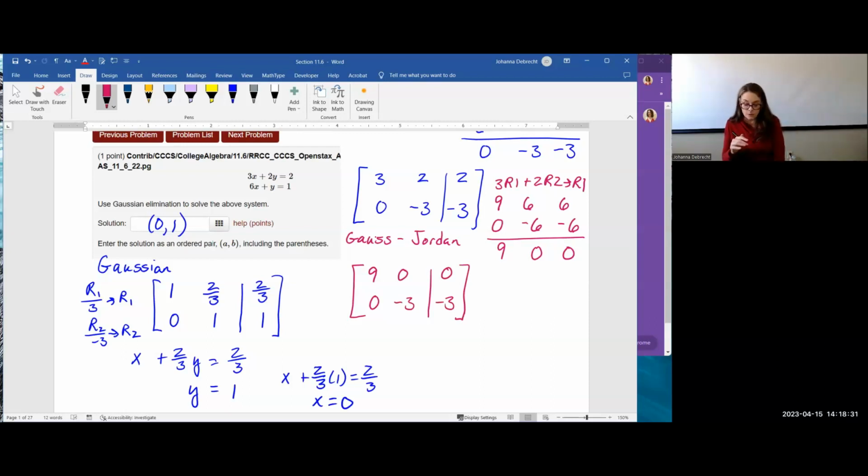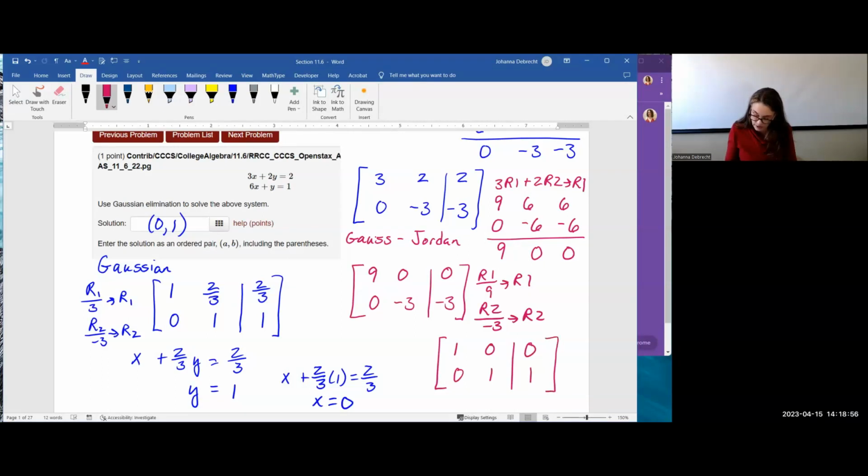And now that I have this format where I've got zeros above and below the leading number, now I can make them into ones. So I'm going to take row 1, divide by 9, put it back into row 1. I'm going to take row 2, divide by negative 3, put it back into row 2. So this is going to give me 1, 0, 0, 0, 1, 1, which gives me, again, x equals 0. Doesn't look much like an x, does it? X equals 0, y equals 1, which is the same solution I got over here.